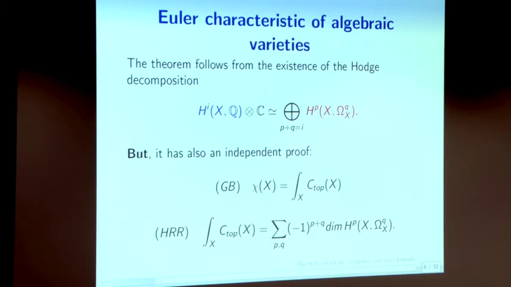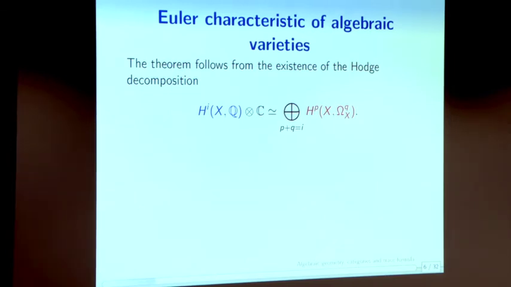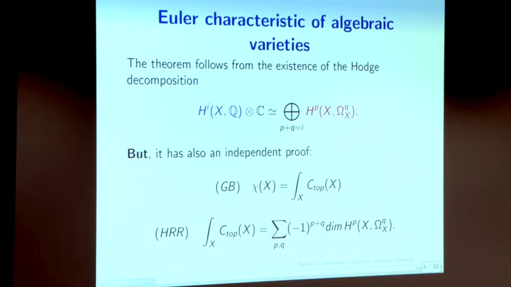But there is something more general. There is an independent proof which has nothing to do with Hodge theory. Well, you can use a Gauss-Bonnet formula. So GB is for Gauss-Bonnet, saying that the Euler characteristic can be computed by integrating a differential form which is a top Chern class of the variety X. And you can add another formula called the Hirzebruch-Riemann-Roch formula, telling you that the integral of the top Chern class is also this number. So if you put Gauss-Bonnet and Hirzebruch-Riemann-Roch, you get another proof of this formula here. So there is a proof by Hodge theory, but there is also an independent proof using Gauss-Bonnet and Hirzebruch-Riemann-Roch.